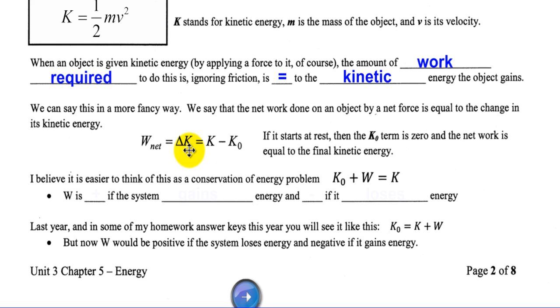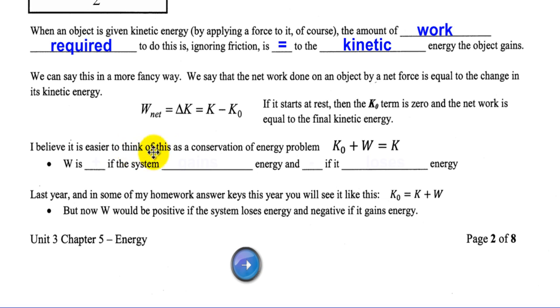is an object sliding across the floor with friction, right? It's going to slow down over time, therefore it's going to lose energy. It would have a negative change in kinetic energy, and that's because negative work was done. Energy was being taken out of your system because of that frictional force.